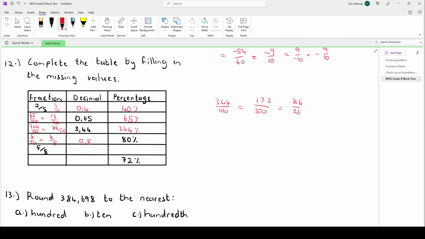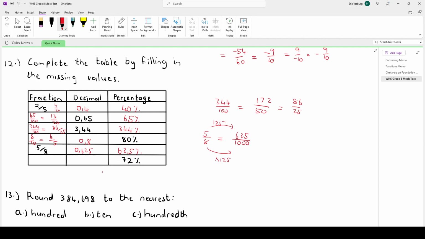Okay, 5 over 8. So 5 over 8, we can convert that to something over 1,000. So 8 times 125 is 1,000. So at the top we also have to multiply by 125. And that then gives us 625. So 625 over 1,000 is 0.625. And then times it by 100 to get to a percentage, 62.5%.